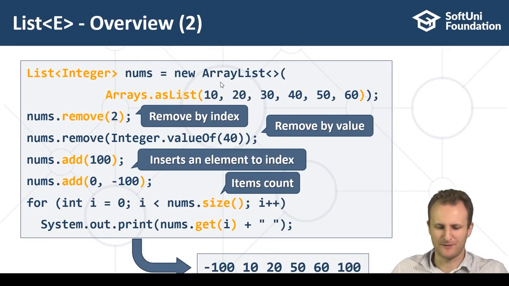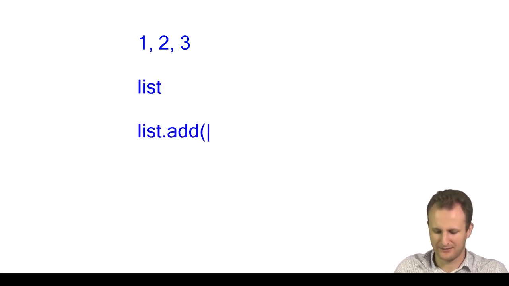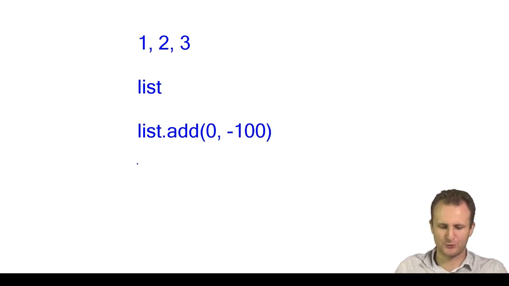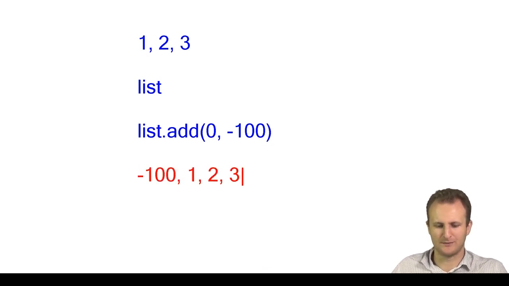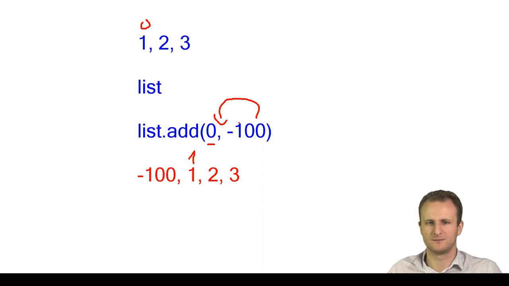So if you have the list 1, 2, and 3, and let's say this list is named just list, and you say list.add at index 0, minus 100, what would happen is that 1, 2, 3 would become minus 100, 1, 2, 3. So add just pushes everything to the right. This was index 0, now it's index 1. And in its place, it places the number which you provide here.